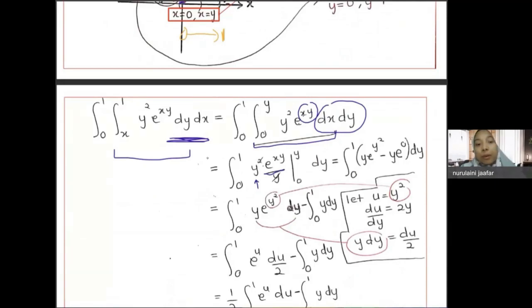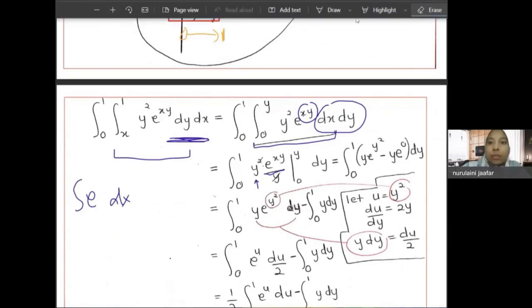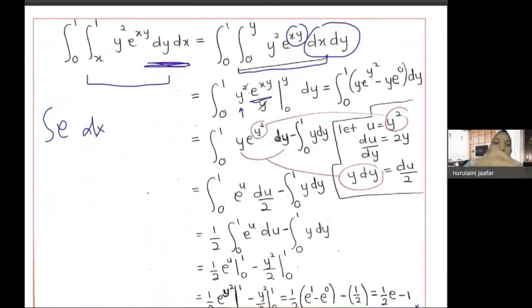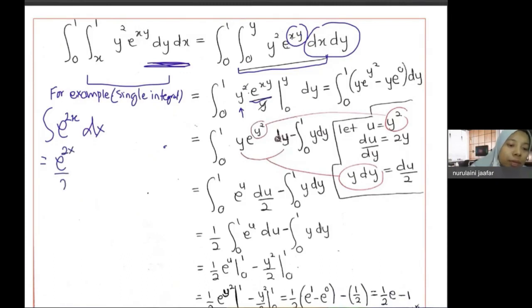Do you still remember how to integrate exponentials? Let's say I give you another example. For example, you want to integrate e to the 2x, a single integral. What do we get, class? e to the 2x divided by 2, right? Same thing if you want to integrate, let's say I put 3 here, you get 3 e to the 2x divided by 2, right?